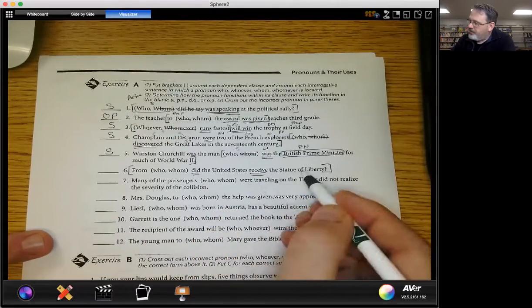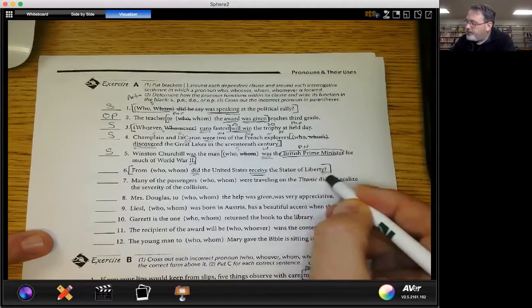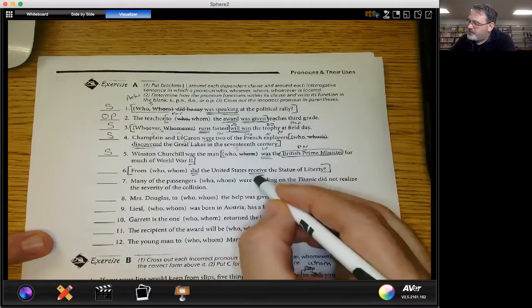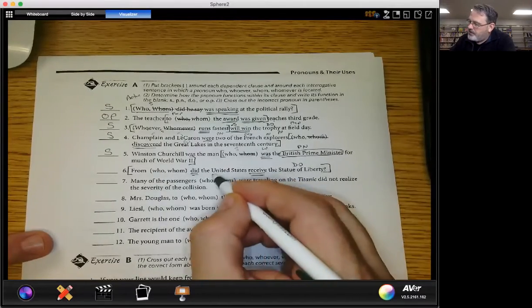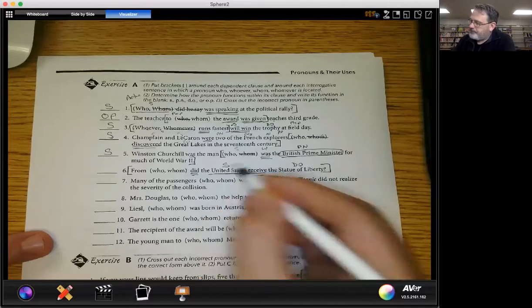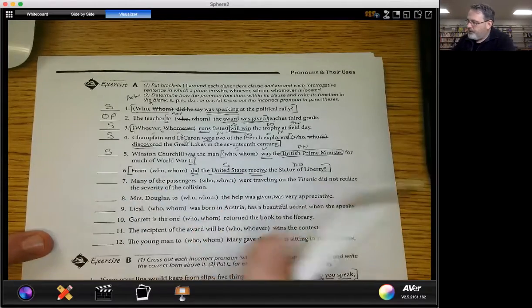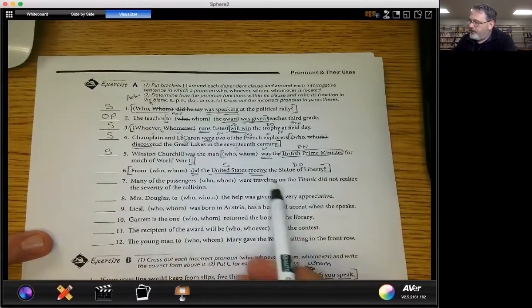Who received? Well, what was received? The Statue of Liberty was what was received. Since receive is an action verb, that would be a direct object. The United States then would be the subject. Well, that completely removes who and whom from all of those things.